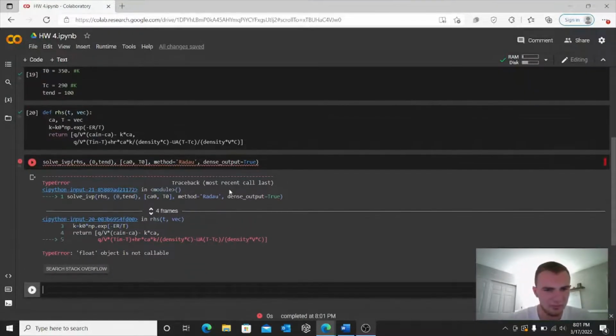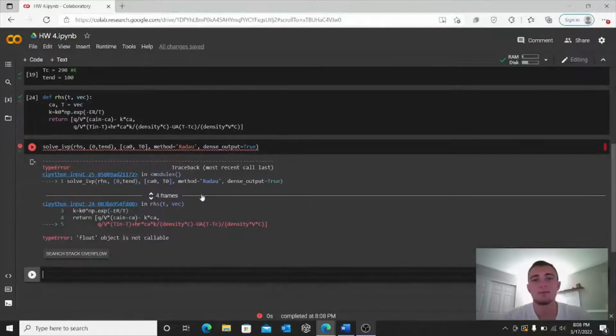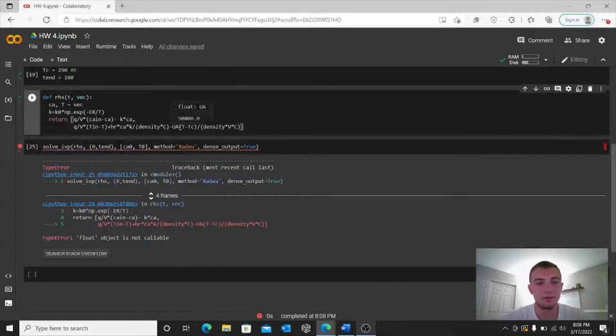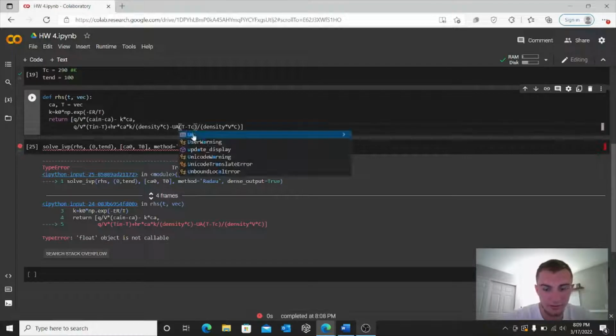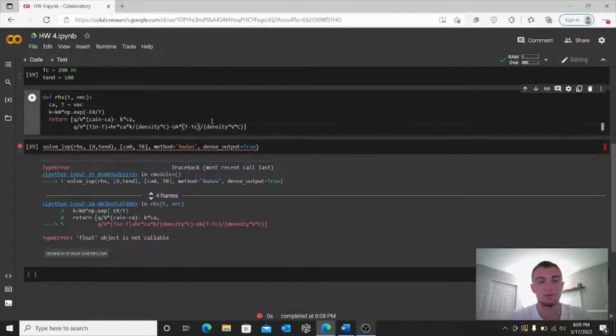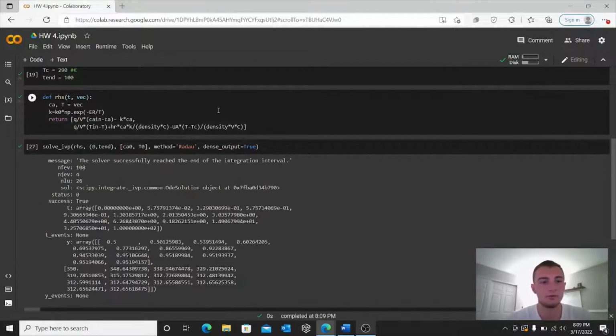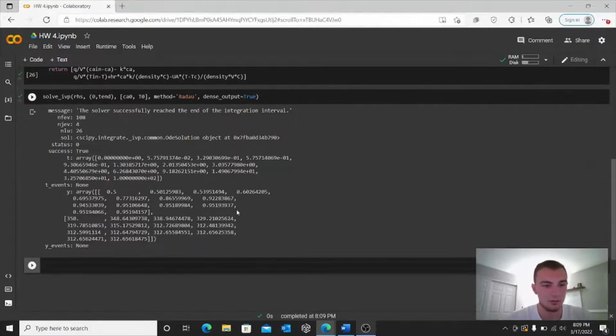Okay, so it looks like we have one error. Let's see what it says here. Float is not callable. Alright, so I went ahead and found the issue here. It was just a simple typo. I forgot to put the multiply sign here between these two terms. So hopefully when we run this, it should be good. Okay, yep, that's what we want.